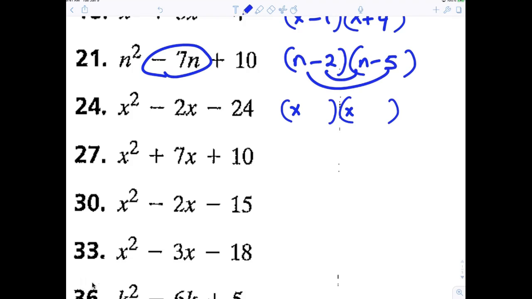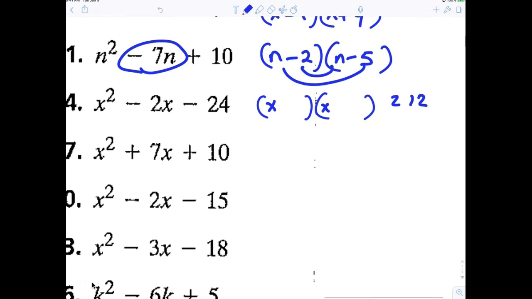Tell me what you're thinking. The factors of 24. 2 and 12. I want to write them down. Now, is that correct? No. So what else? Think of another one.